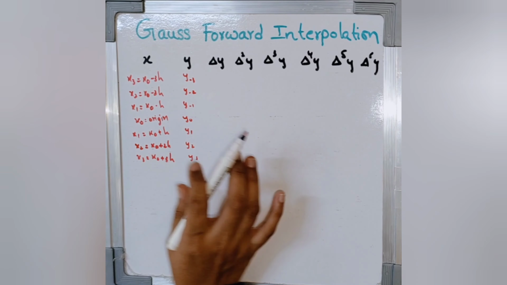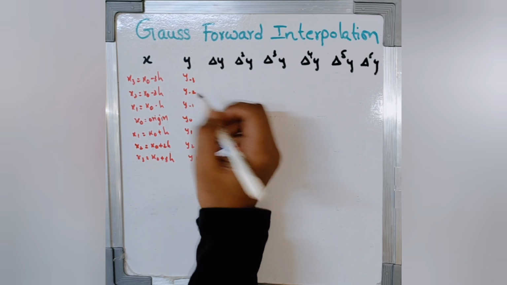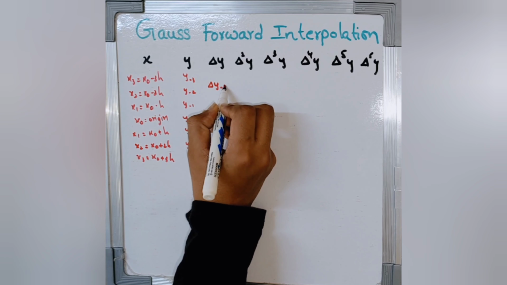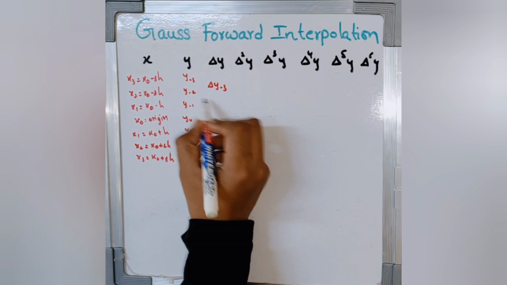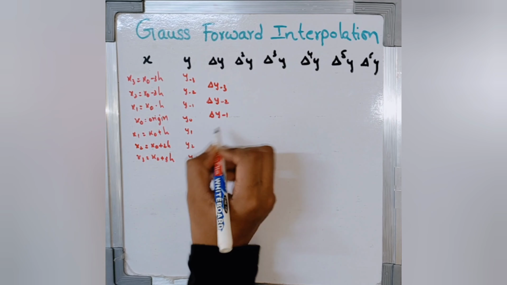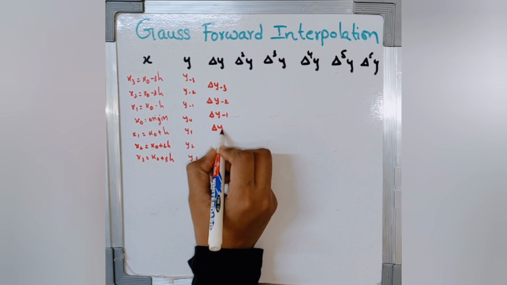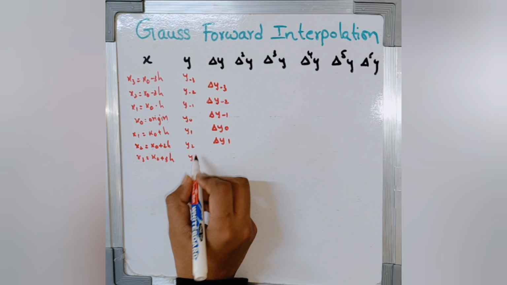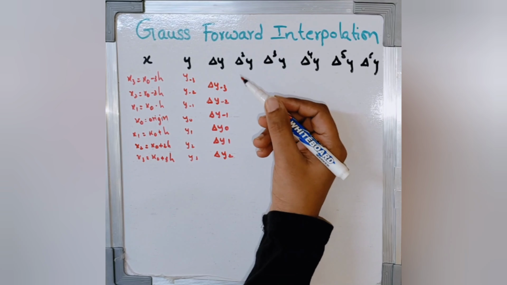x and y values are given. Okay. Now start doing. That is y minus 2 minus y minus 3, which is delta y minus 3. And you just have to subtract. I think you know the central difference table and I am just writing it. Okay. Del y minus 1, and subtraction of y1 minus y0, which is del y0. y2 minus y1 is del y1 and y3 minus y2 is del y2. Okay, I mean delta y2, sorry.